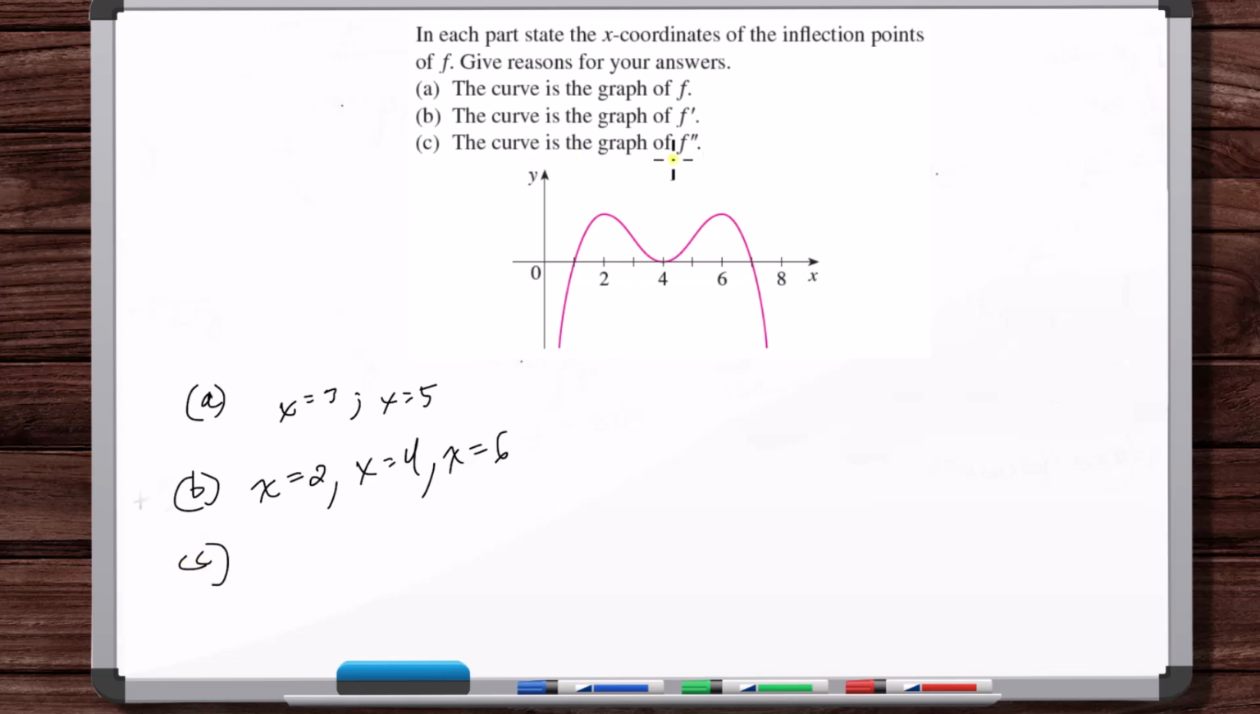All right, now if the graph is f double prime, well then it's concave down if you're below the x-axis, it's concave up if you're above. So okay, the second derivative is 0 here, but you don't switch signs. So 4 is not an inflection point. x is equal to 1 is an inflection point, and x is equal to 7. That's where you switch signs.